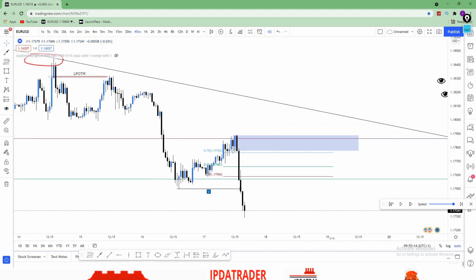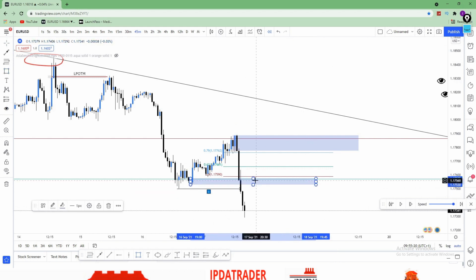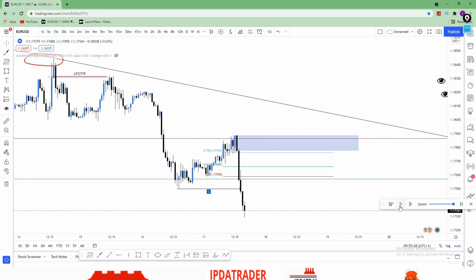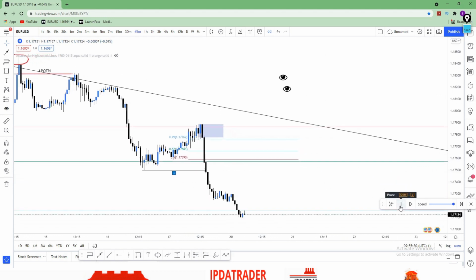Let's look into a 45 minute. We can see a breaker over here that should have stopped price from continuing lower, but never did. So this becomes your breaker. However, that's well below the 50%. So you don't want to be really aiming for that, in my opinion.